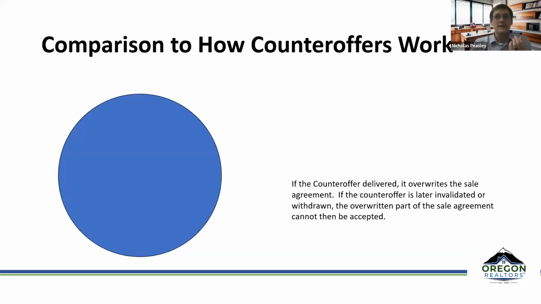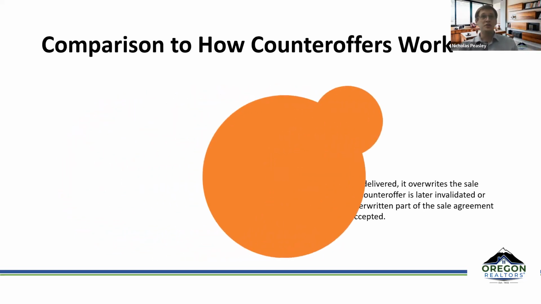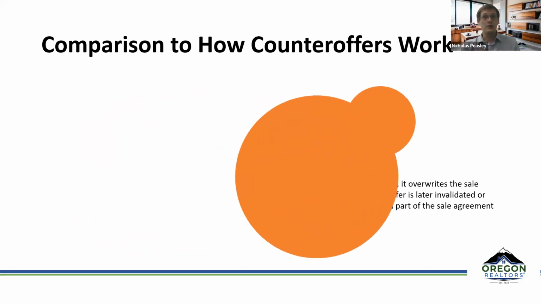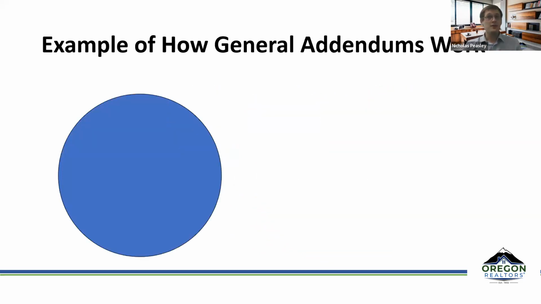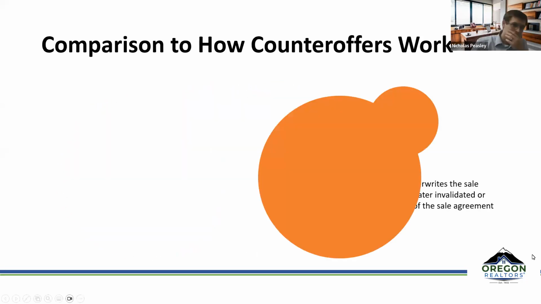Comparison to how a counteroffer works. If you deliver a counteroffer, you already overwrite the entire sales agreement. The whole thing is gone. What this means is once the counteroffer is decided invalid or it's withdrawn, or if the parties terminate that counteroffer, you don't get the original thing back. The shape is gone. So if you have that original sales agreement, you overwrite it with the counteroffer, it's now no longer in existence. It's not a thing anymore. By contrast with the general addendum, if you have a sales agreement and there are pieces that remained untouched by the general addendum, those pieces will still remain. You'll still have some of that original sales agreement in place.